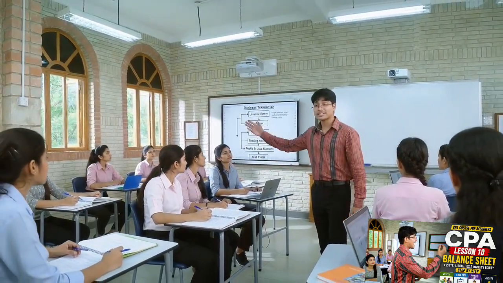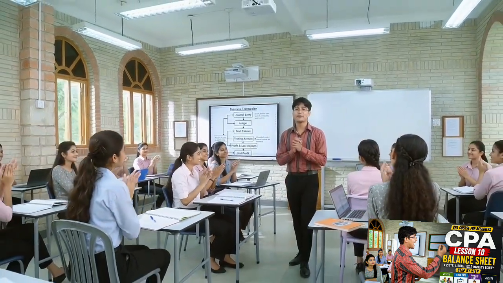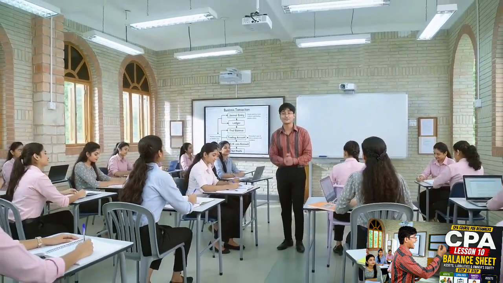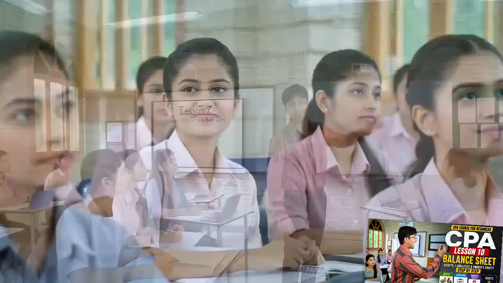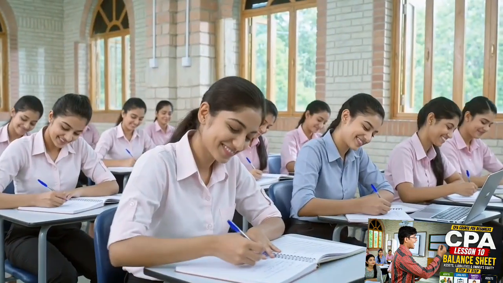All right, let's see the complete accounting flow, from the business transaction all the way to the net profit. In the next lesson, we will prepare the balance sheet and understand the financial position of a business. Now, we total both sides of the profit and loss account. What's the final result? Net profit, sir. Correct. Net profit transferred to capital account. Profit increases the owner's capital.